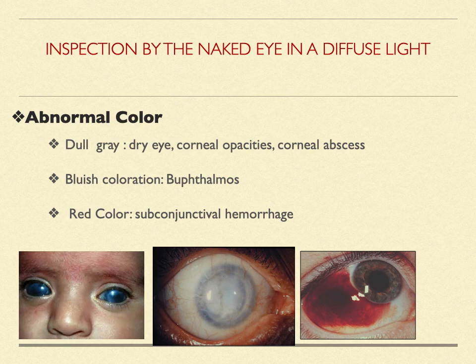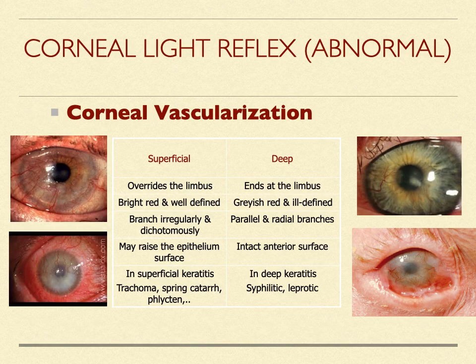So any color has to be interpreted in relation to the eye. Then comes the corneal light reflex. We can see abnormal corneal light reflex, like vascularization. It could be superficial or deep, and these vessels are not supposed to be there because we don't have any vascularization on the cornea. We have only a clear, crystal clear cornea.